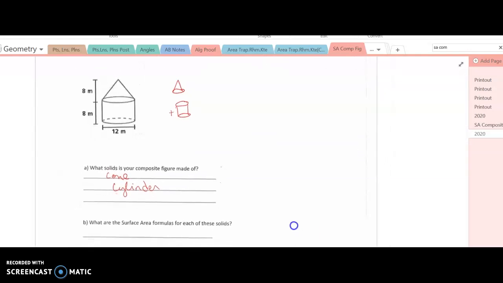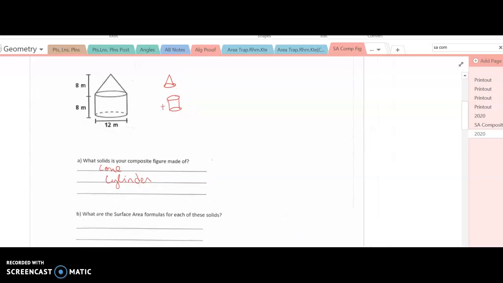Okay, and then what are the surface area formulas for each of these solids? So cone is pi r L plus pi r squared, and the cylinder is 2 pi r h plus 2 pi r squared.